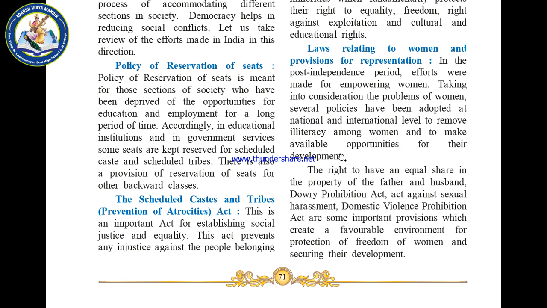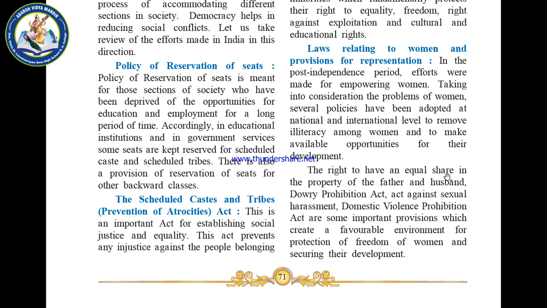So after independence, while taking efforts to empower the women, their problems were considered, what kind of problems women face, those problems were considered, and on the international and national level several policies have been adopted, because at that time the real problem of the women was illiteracy. So to remove the illiteracy among the women, as well as to make available the opportunities for their overall individual development. So in this way, several policies have been adopted on the national and international level to uplift the women.